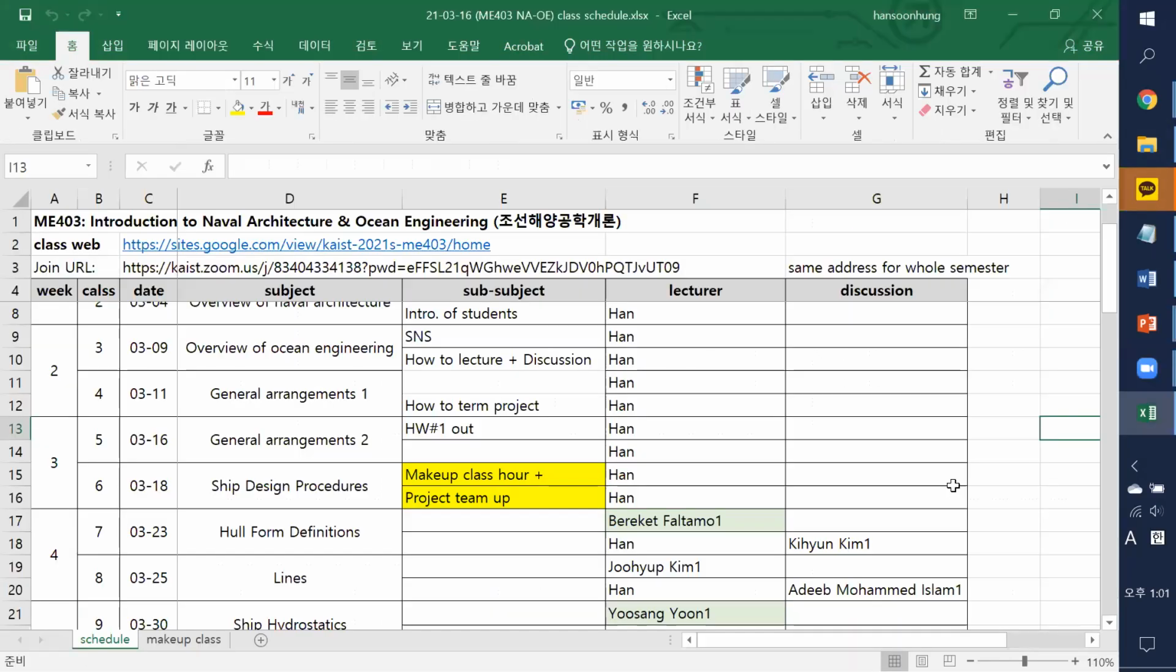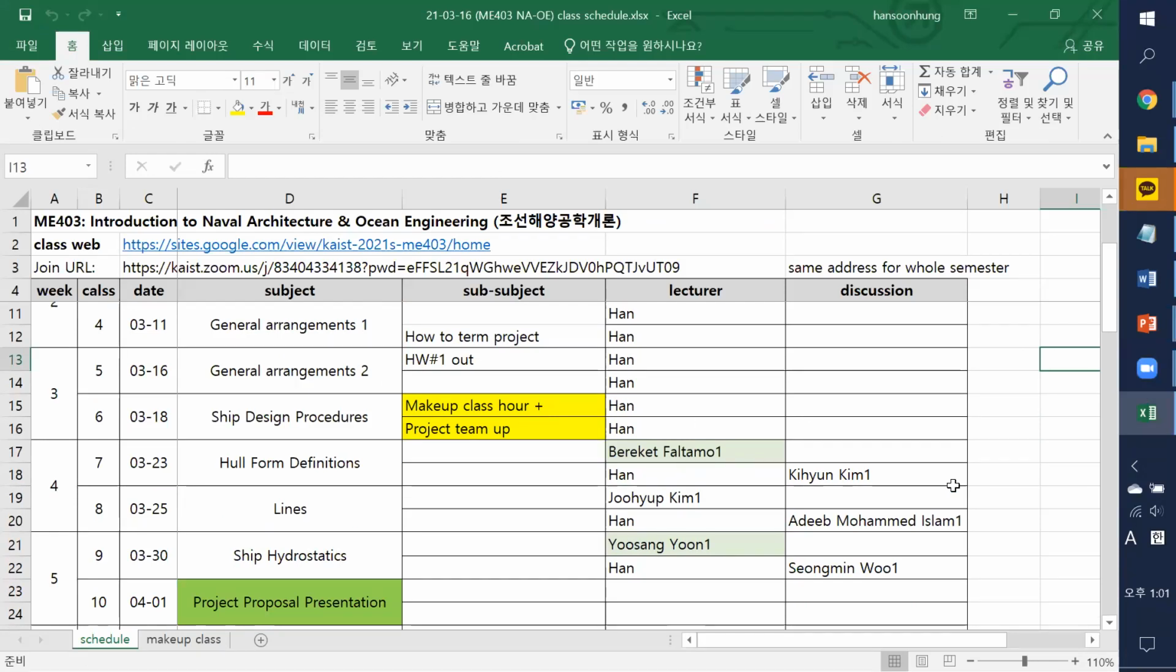All right, here is the schedule. Today, I will cover chapter 4, ship design procedure. And in the break time, oh, I did not send you the makeup class hour. I will send the TA the file of the previous year, how they found out the makeup class. And then we will also make a project team led by the TA during the break.